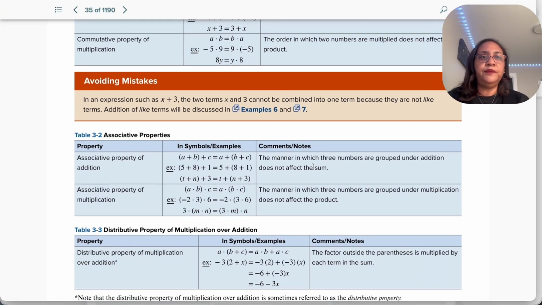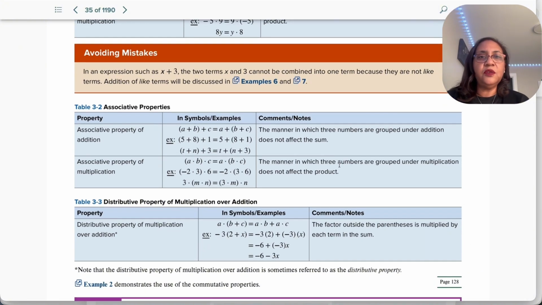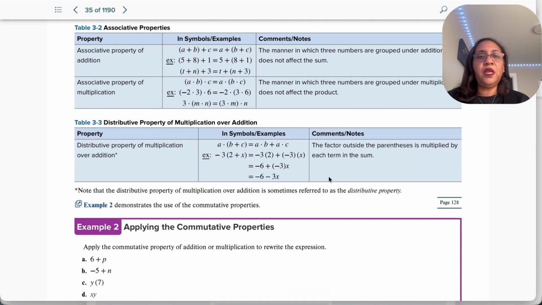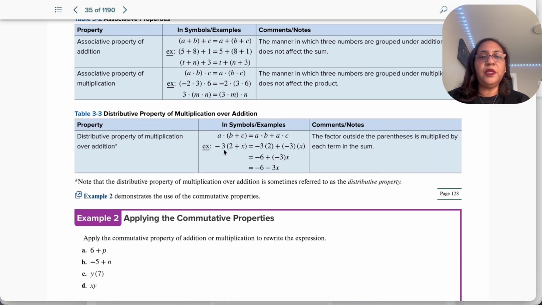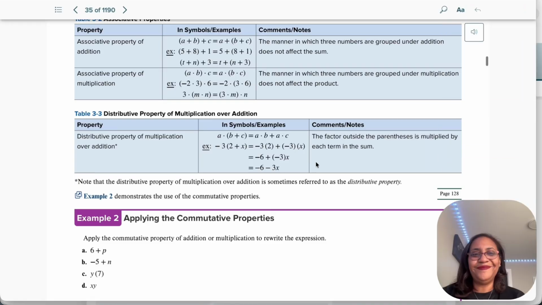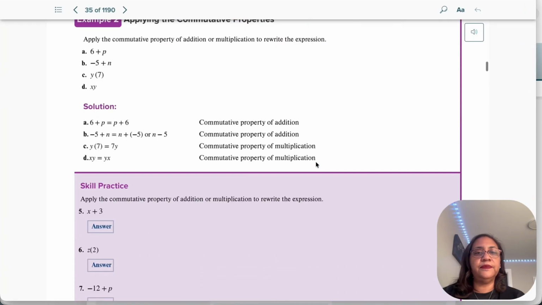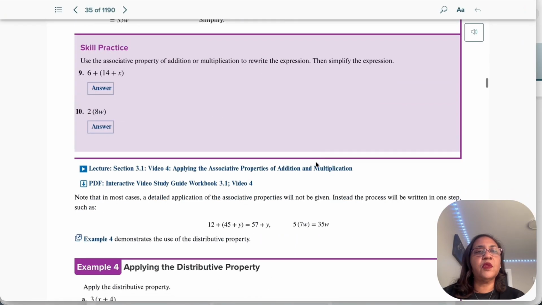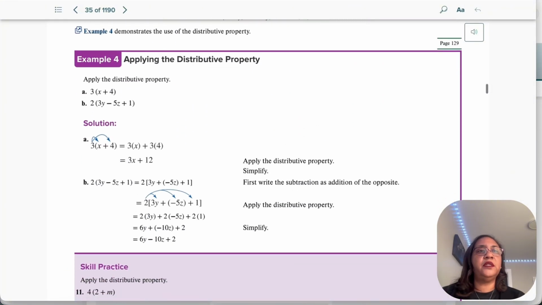If you have trouble with associative properties, the way I think about the associative property is by grouping. So if I change the grouping, then my result still should be the same. It says here does not affect the sum, does not affect the product. The distributive property just means that I'm distributing something from the outside to the inside, usually. Okay, and then you practice. So use those examples to practice.